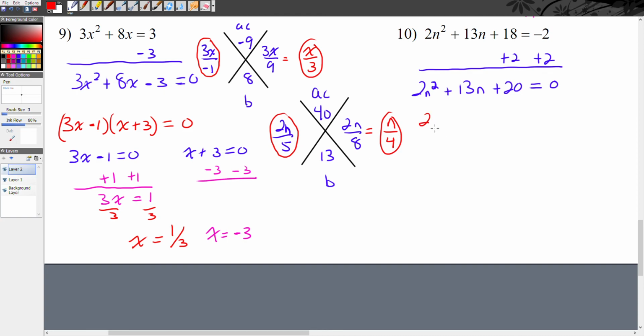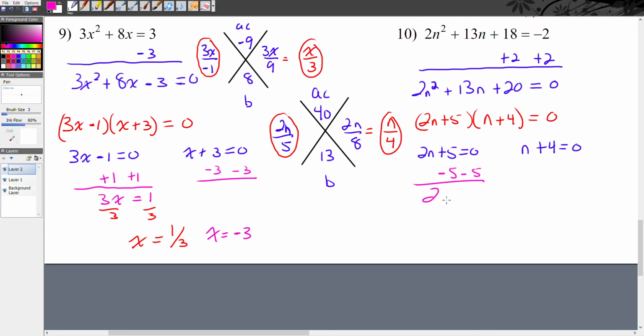So I have here 2n plus 5 times n plus 4 equals 0. Then I set my equations. So I have here 2n plus 5 equals 0 and n plus 4 equals 0. Work these out. Subtract 5 from both sides, and I get 2n equals negative 5. Then I divide by 2, and I get n equals negative 5 over 2, or negative 2.5.